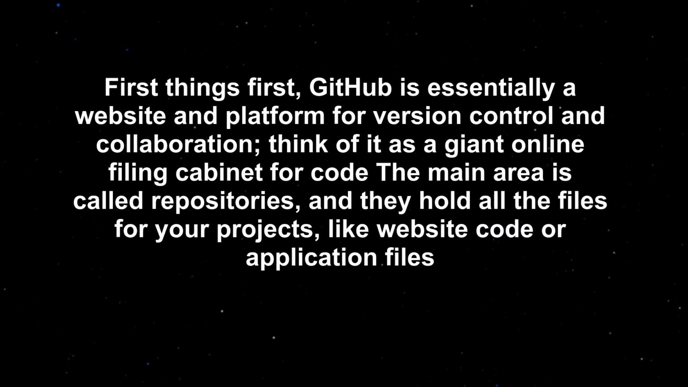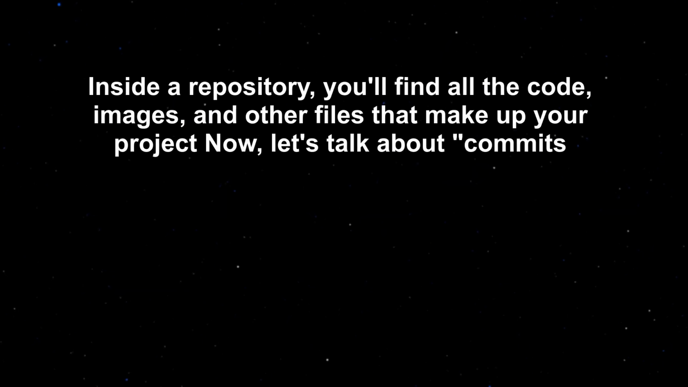First things first, GitHub is essentially a website and platform for version control and collaboration. Think of it as a giant online filing cabinet for code. The main area is called repositories, and they hold all the files for your projects, like website code or application files. Inside a repository, you'll find all the code, images, and other files that make up your project.